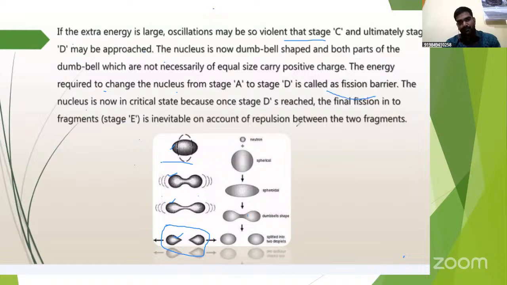So the energy required to change from this stage to this stage is called what? Fission barrier. Okay, that is called fission barrier. The nucleus is now in a critical state, because once stage D is reached, the final fission into fragments, stage E, is inevitable on account of repulsion between the fragments. So as stage D happens, it will be in a critical state, it will repel, right? It will be repelling.